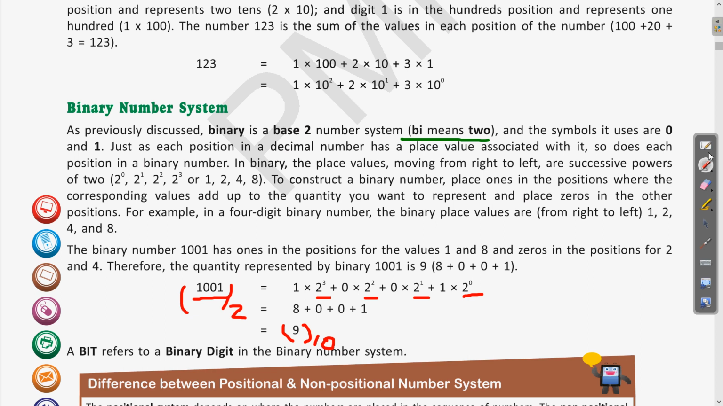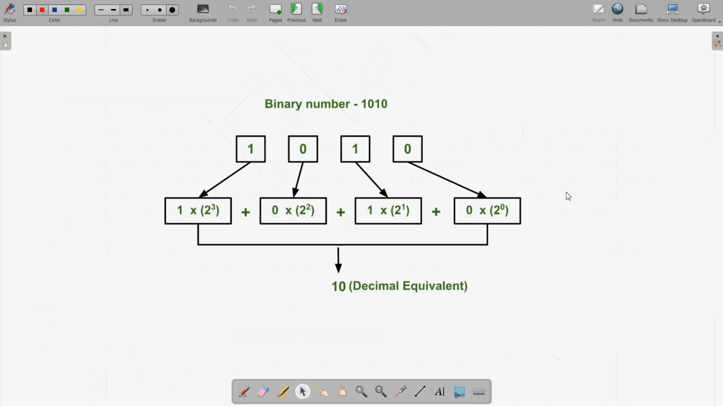If you want to see one more example, let us see. Here we can see that we have taken a binary number, that is 1010.